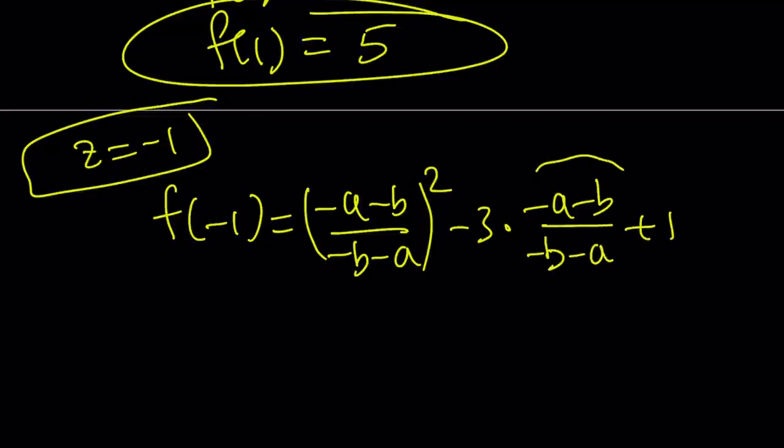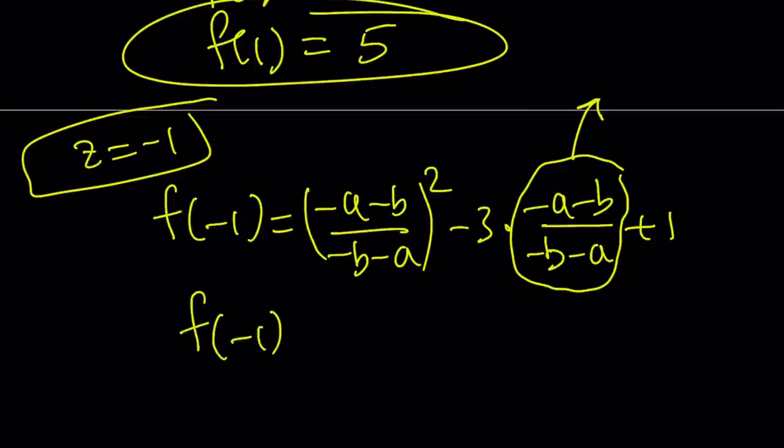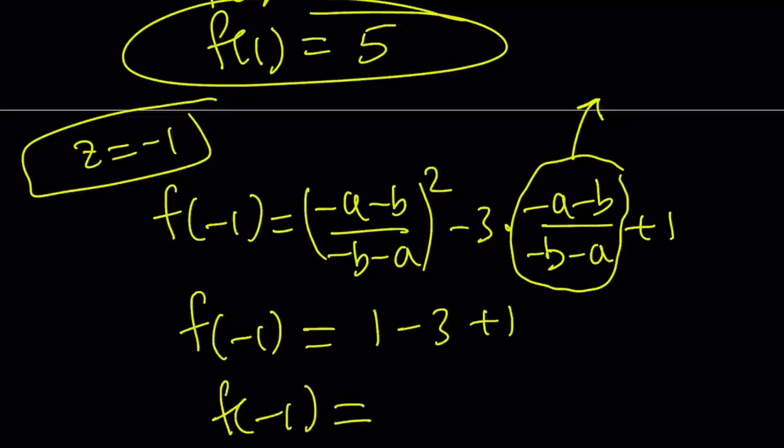Now notice that this time you're not getting a negative 1, but you're getting a positive 1. Obviously, if a plus b is 0, this is not going to work, so you don't want that to happen. But anyways, this is going to be negative 1, positive 1. Positive 1 squared is 1, 1 minus 3 plus 1. And from here, f of negative 1 is going to be negative 1.